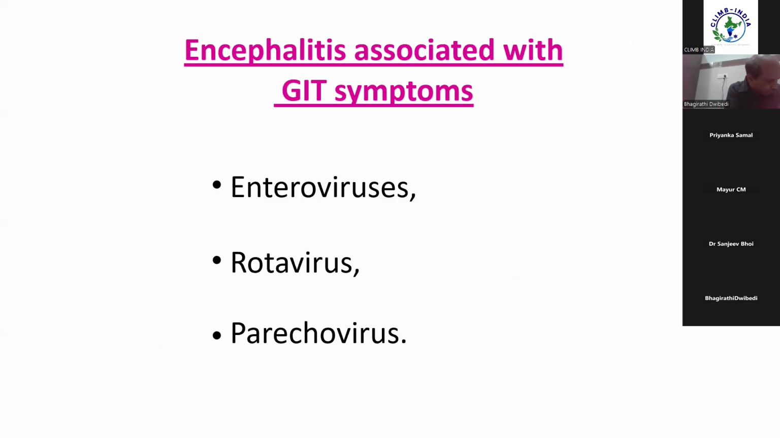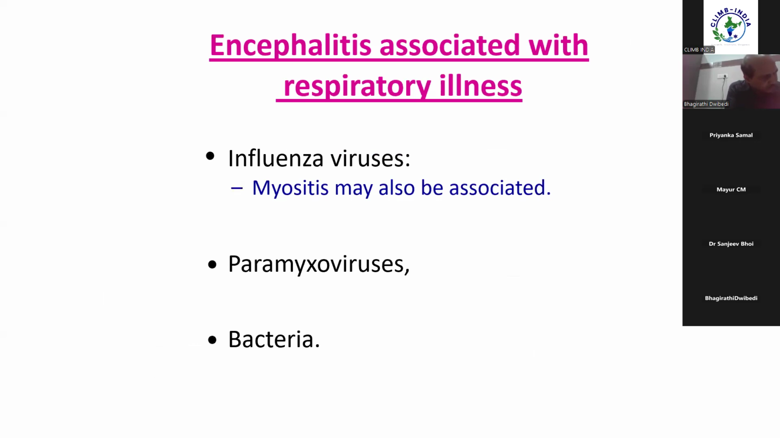Next slide. We can get some clue towards what type of viruses it can be. Suppose encephalitis is associated with GIT symptoms, it can be because of enteroviruses or rotaviruses or picornaviruses. This can have a feature like loose motion or pain abdomen, or vomiting can be more dominant in these cases. And respiratory illnesses like influenza or paramyxoviruses or some bacterial infections can have dominant respiratory symptoms, and along with the features of pneumonia or lower respiratory illness, we are getting features of encephalitis also. That gives a clue as to what type of viruses can be possible.